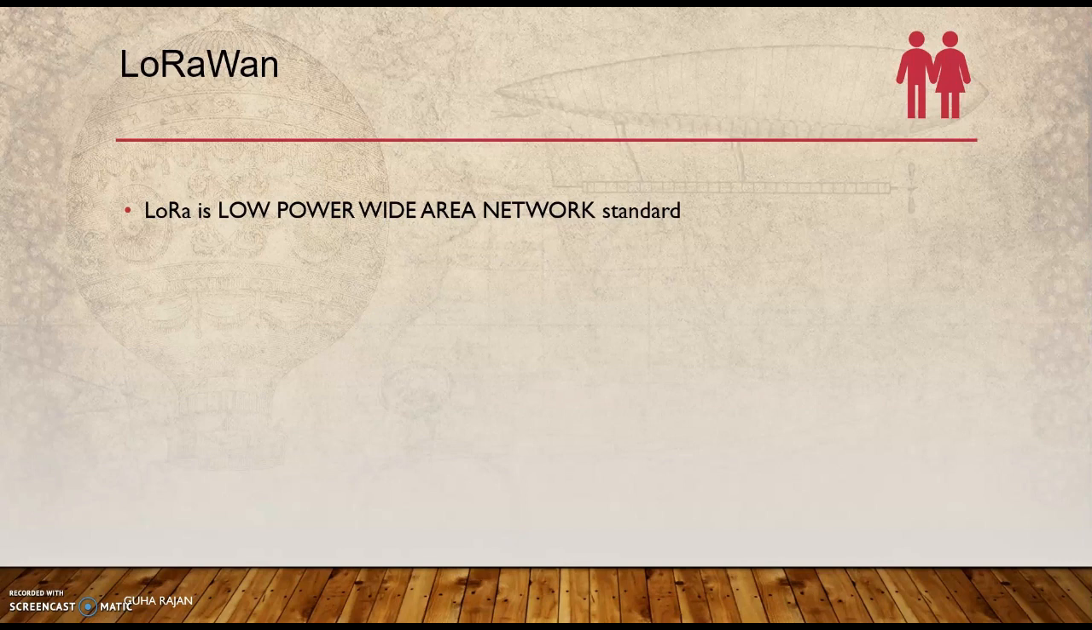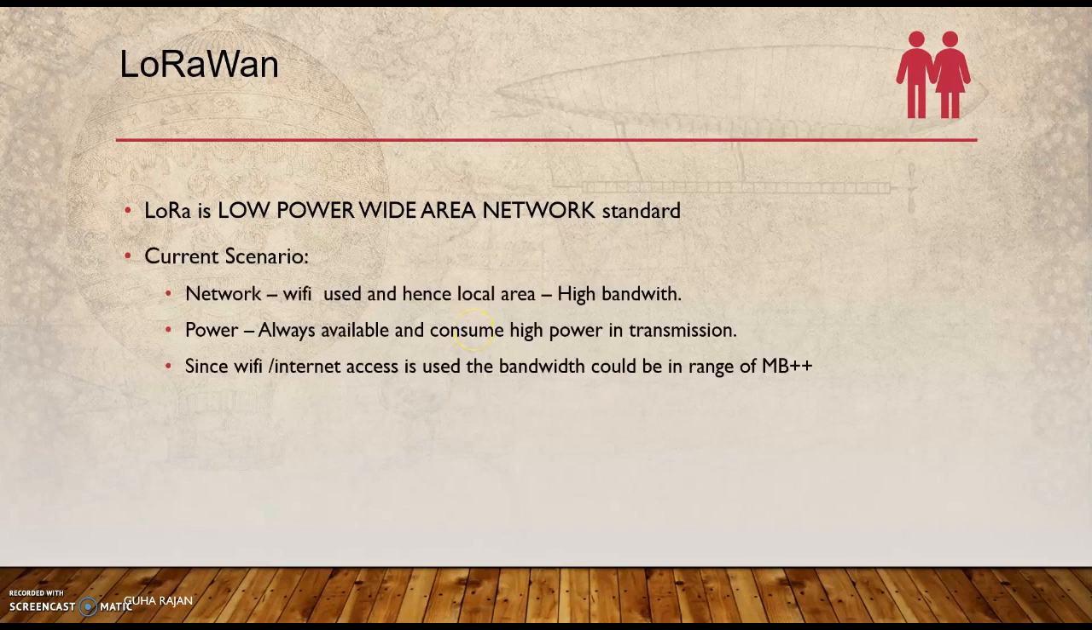Even if the narrowband station is 10 kilometers away, it can send just a byte of information across, because you don't need megabytes of information to be sent over there. So that is where this technology is catching up. In the current scenario, we are using Wi-Fi, local area, high bandwidth, and power, as I said, needs to be available 24/7.